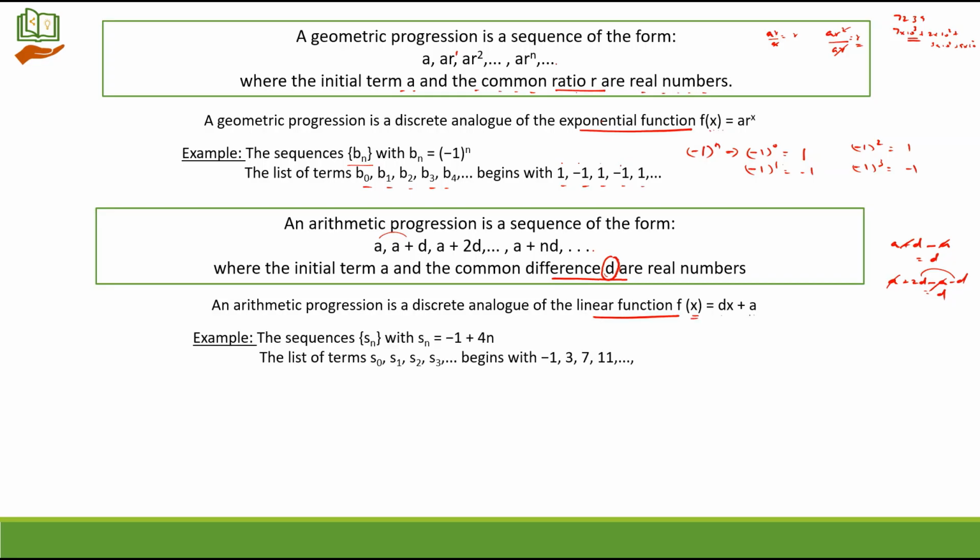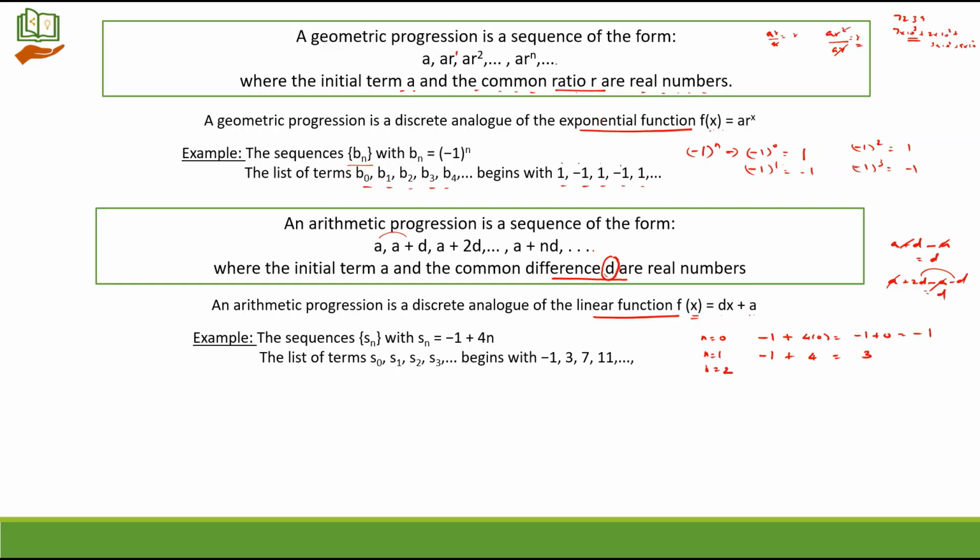Let's take an example. The sequence Sn is given by Sn is equal to minus 1 plus 4n. The list of terms is taken as S0, S1, S2 and S3. So let's compute for n is equal to 0. Minus 1 plus 4 into 0 will give you minus 1 plus 0, which is equal to minus 1. When n is equal to 1, minus 1 plus 4 into 1, which is 4, will give you 3.